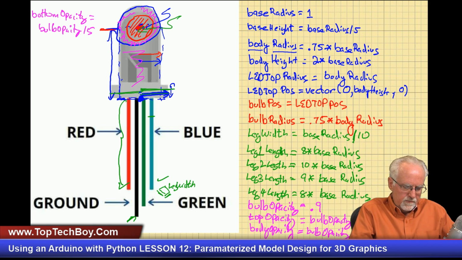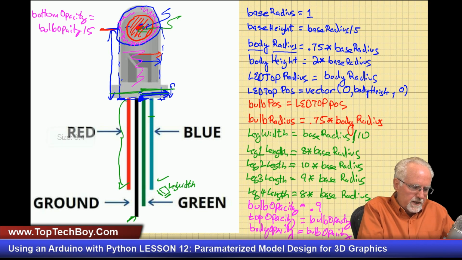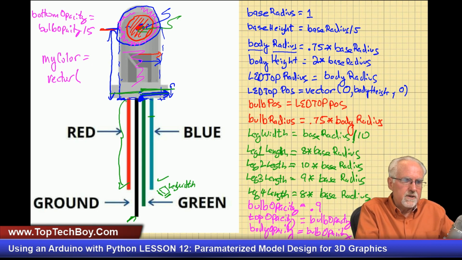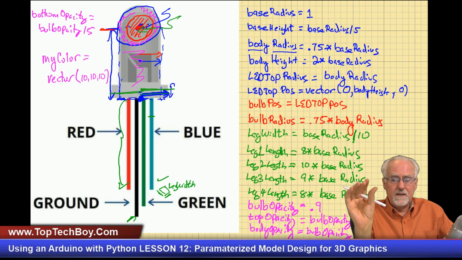I need to start by giving the whole thing a color. My color is going to be equal to the vector. The color is going to come from the user, but you've got to start it somewhere just so that I can draw it. So I'm just going to start it at 10, 10, 10, and that means when it turns on, it'll be a very dim gray, so it just looks like a light that is not lit.